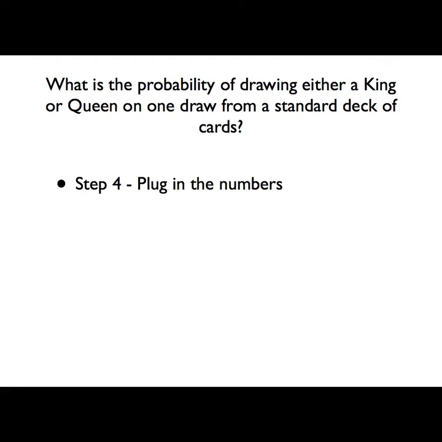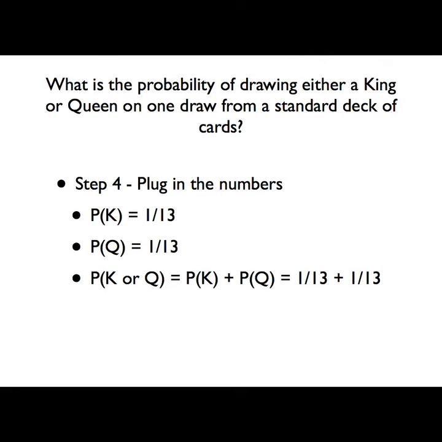Now our final step, we just plug in the numbers. The probability of getting a king is 1 over 13. There are 4 kings divided by the 52 cards, which reduces to 1 over 13. Same thing for a queen. So the probability of getting a king or a queen equals the probability of a king plus the probability of a queen, equals 1/13 plus 1/13, equals 2/13. End of the problem. Simple enough.